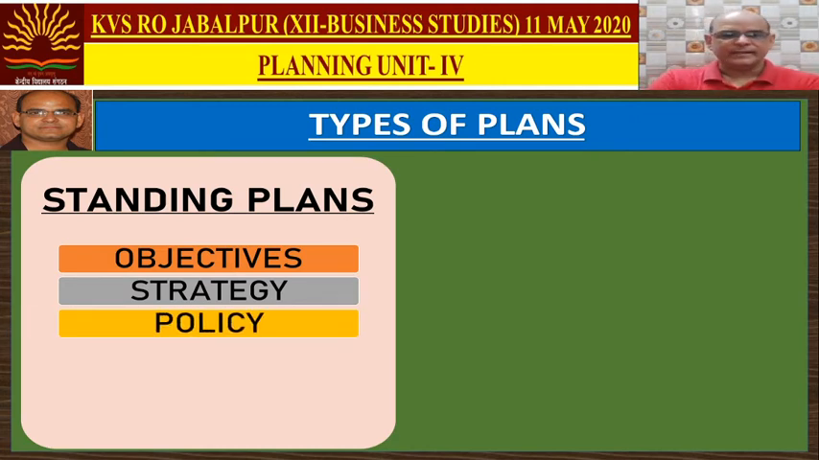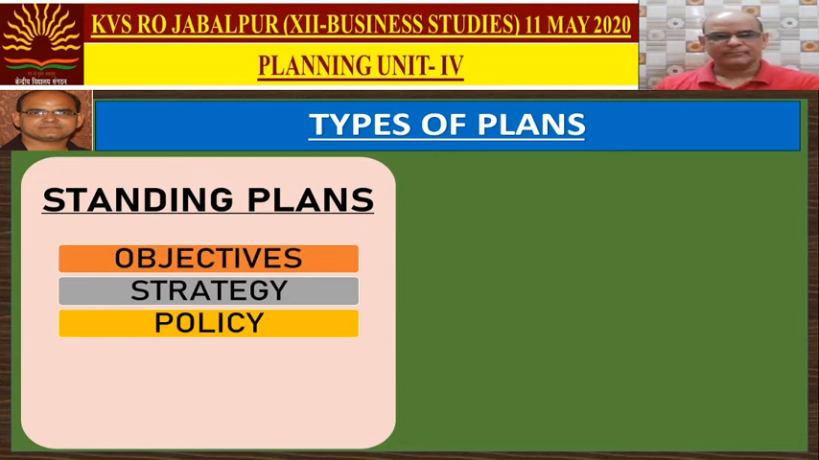Third very important plan is policy. Write down the key point, policies are the general guidelines. Objectives key point is end point. Strategy, key point is long-term comprehensive plan and competitive advantage. For policy, the key point is general guidelines. So the policies are the general guidelines which help in decision making in a particular situation.